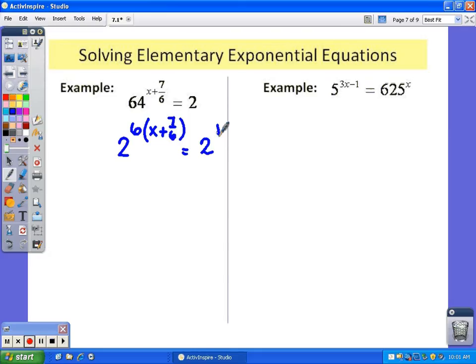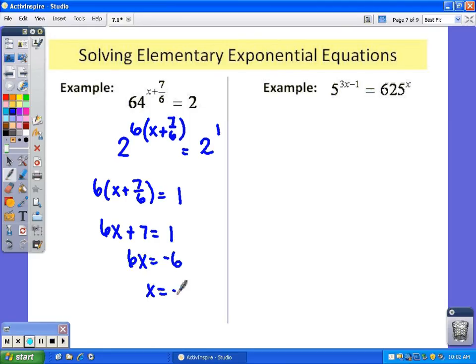So if your two equations are equal, the bases are the same, that tells us our exponents are the same. Using our distributive property, we can solve. We would get 6x plus 7 is equal to 1. Subtract 7 from both sides. Divide by 6. We'd get x is equal to negative 1.